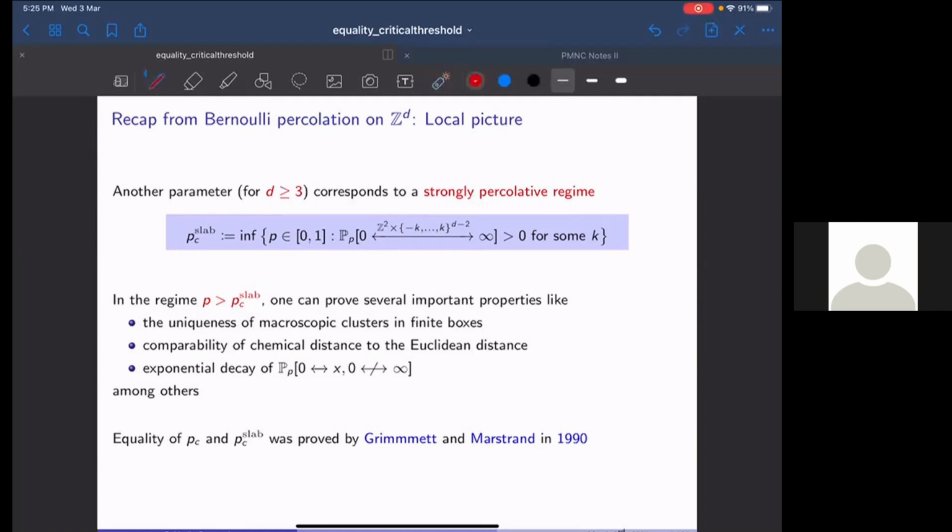And this proof I can actually give you quickly. I think it doesn't take much longer. So here we go. Why is it actually true? Let's say P is bigger than PC slab.